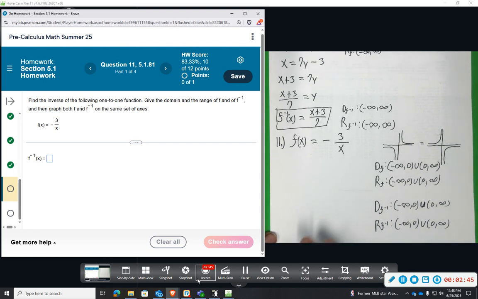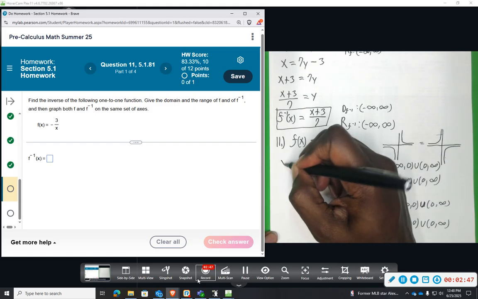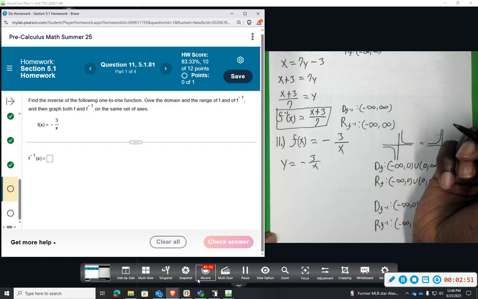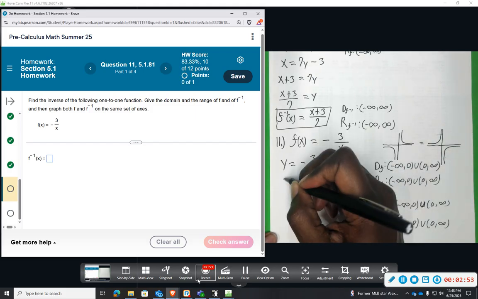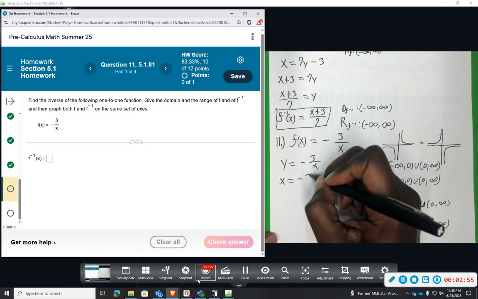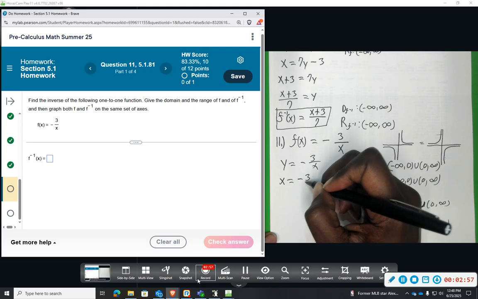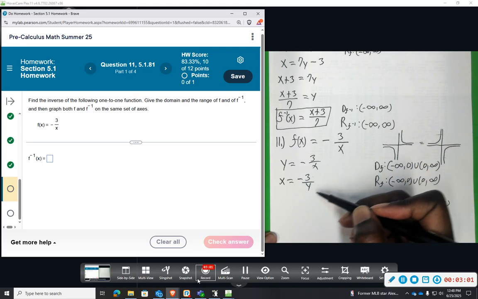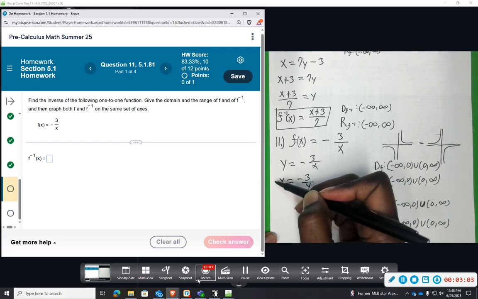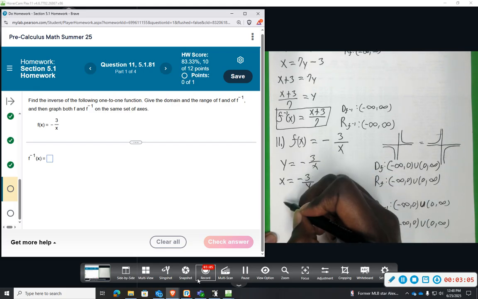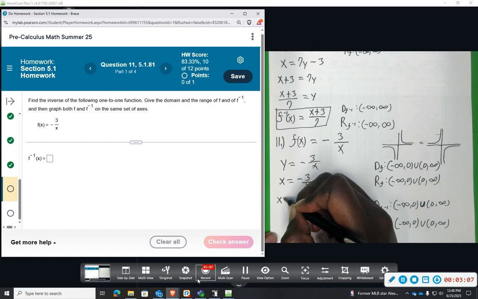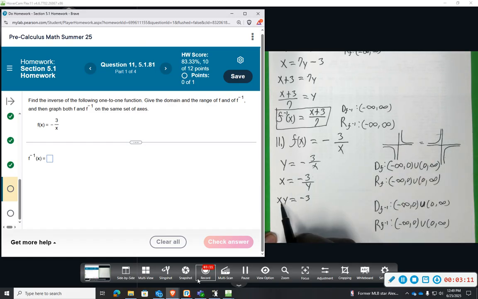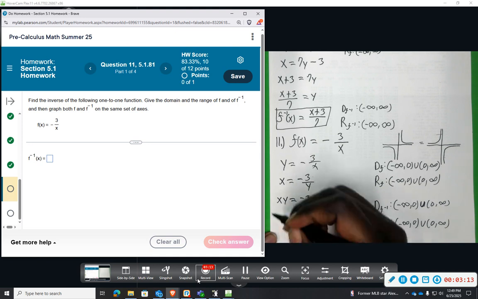Okay, let's find the inverse. So we're going to start with y equals negative 3 divided by x. Interchange x and y, so we have x equals negative 3 divided by y. We're going to solve for y. So y cannot be on the bottom. I have to multiply by y. So this is going to give me x times y equals negative 3. And then we're going to divide by x.